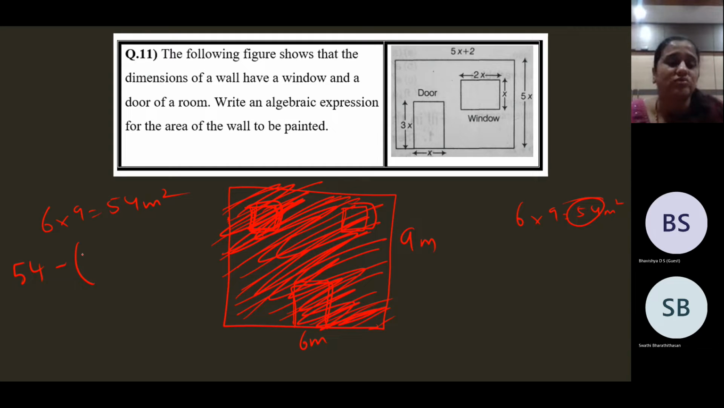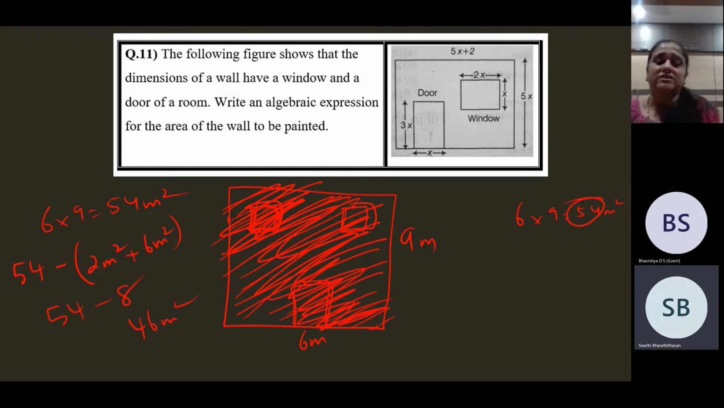Supposing the area of the two windows is 2 meters square. I'm giving you the area directly. And supposing the area of the door is some 6 meters square. So you should subtract from 54: 2 plus 6, you should take away, minus 8. So the area of the wall alone is 46 meters square. Am I clear, children? Yes, ma'am.